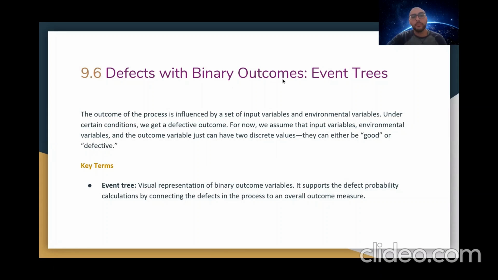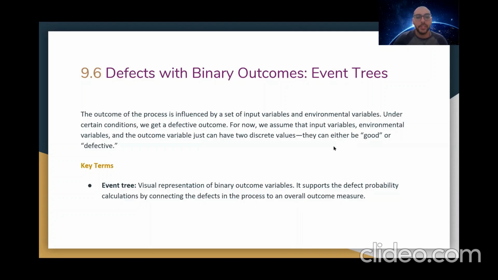The outcome of the process is influenced by a set of input variables and environmental variables. Under certain conditions, we get a defective outcome. For now, we assume that the input variables, environmental variables, and the outcome variables just have two discrete values, and they can either be good or defective.